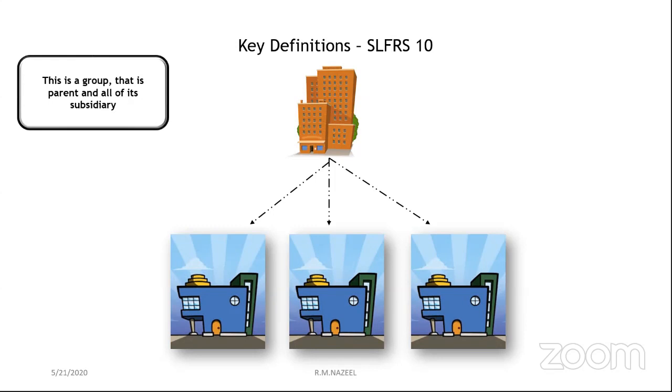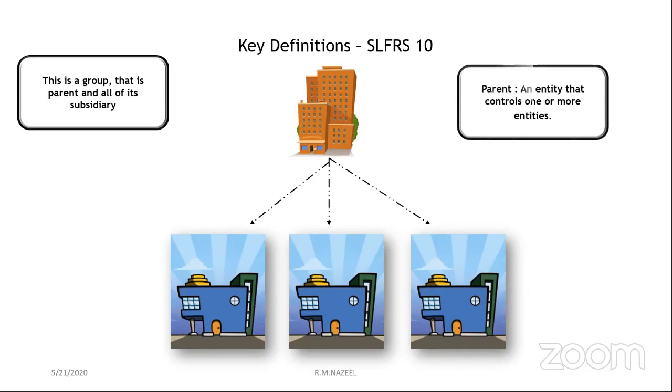What is a group of companies? A group of companies is the parent and all of its subsidiaries, right? So that's what I have given. The parent company and all of the subsidiary companies fall into the concept of a group. These definitions are tested in the exam. Please focus on that, right? Now you will ask, who is the parent on the top? The parent is an entity that controls one or more other entities that are below, right?